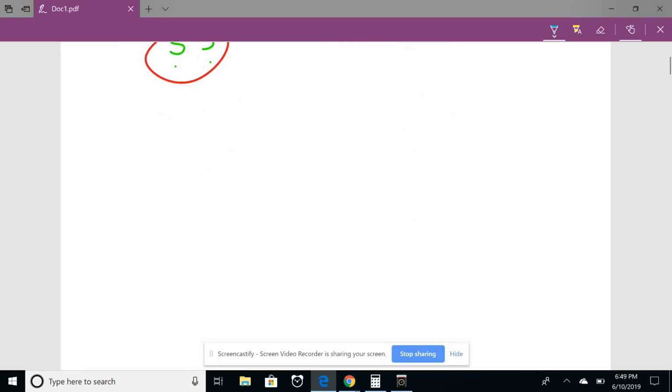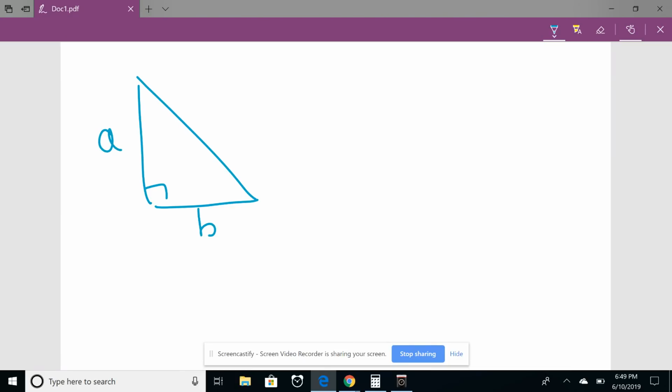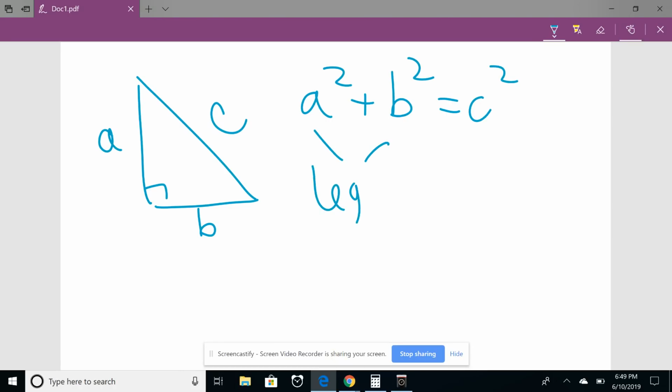Pythagorean Theorem works for any right triangle. A right triangle is a triangle with a little right angle in it. Okay. A and B are called the legs. Those are the sides that make up the right triangle. C is called the hypotenuse. So a squared, the length of a squared plus b squared is always going to equal the hypotenuse squared, c squared. So those are the legs. This is the hypotenuse.